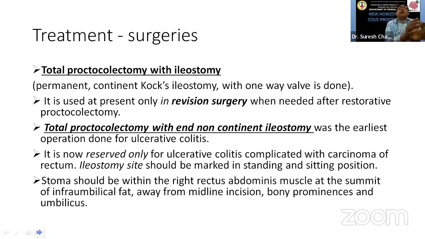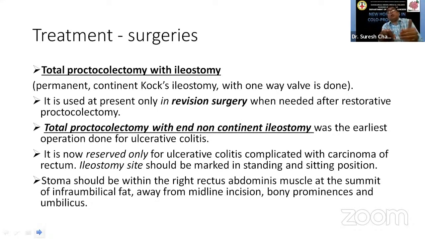Some valve is created. Once that valve is opened by just putting in the finger, you can have this continent ileostomy. But again, it needs expertise. A one-way valve is made. It is used at present only in revision surgery when needed after restorative proctocolectomy. Total proctocolectomy with non-continent ileostomy is now reserved only for ulcerative colitis complicated with carcinoma. The ileostomy site should be marked if you are really doing elective surgery.